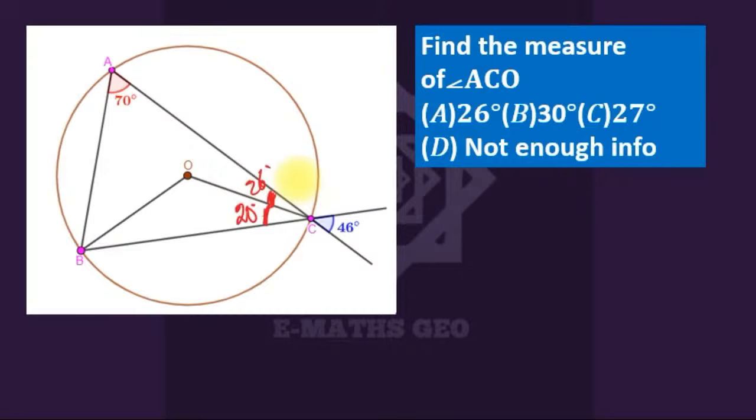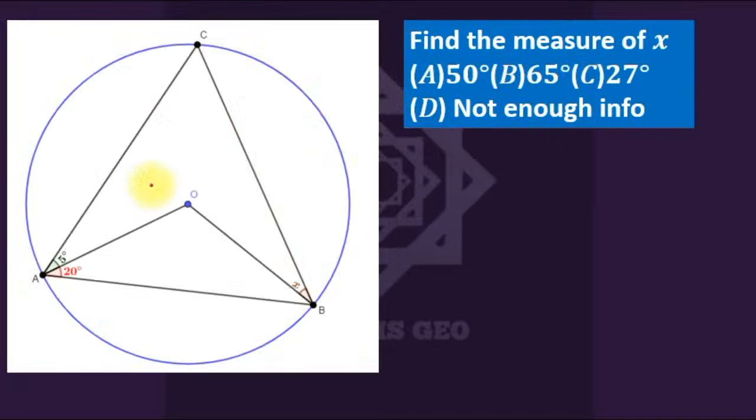Find the measure of x. As long as this is the center of the circle, if you add this angle and the inscribed angle, it will give us 90. So this should be 70 since this is 20. And when I prove inscribed angle theorem, if you add this angle with this, it will give you the inscribed angle. So since here is 5, here should be 65. So our answer x is 65 degrees, option B.